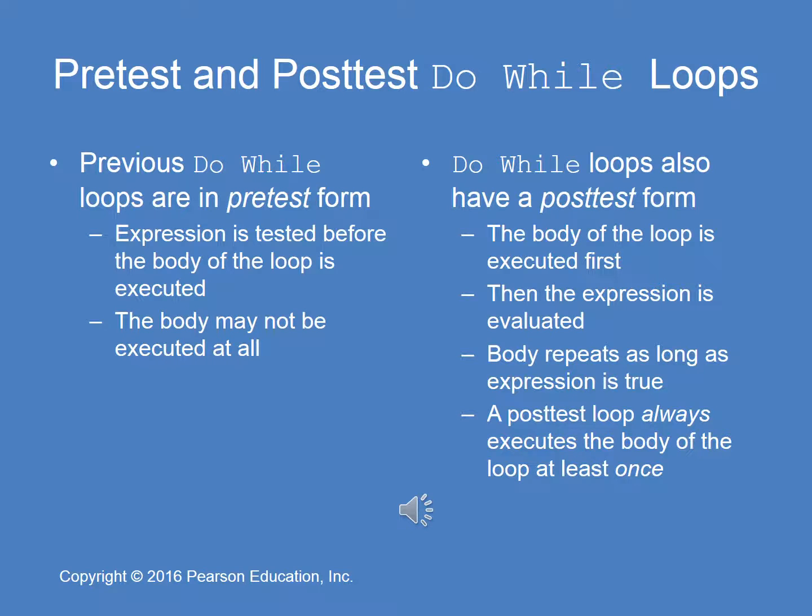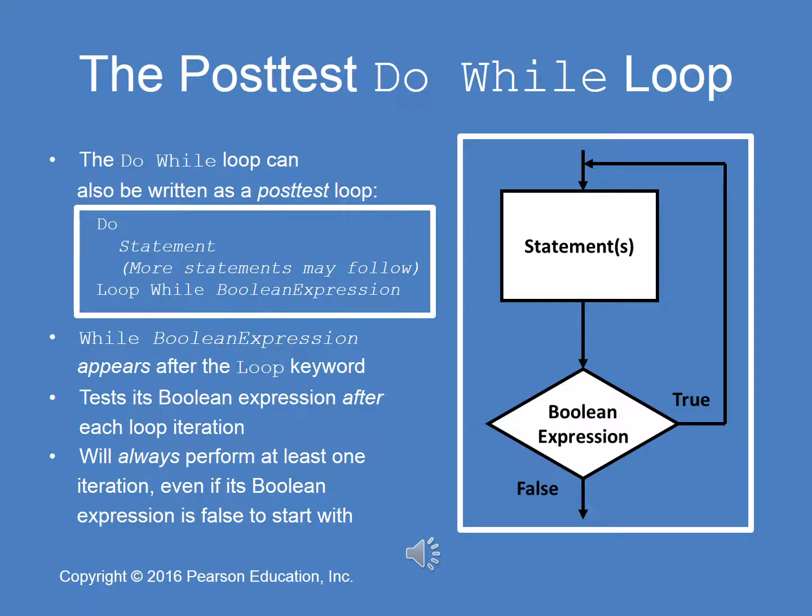So we've already looked at the pretest version of the do while loop. Here is the post-test do while loop version. Okay. Instead of do while, then the condition, and then loop at the bottom, we just put do, and then the body of the loop, a single statement or multiple statements that are executed, and then the word loop, and then the while Boolean expression at the very end.